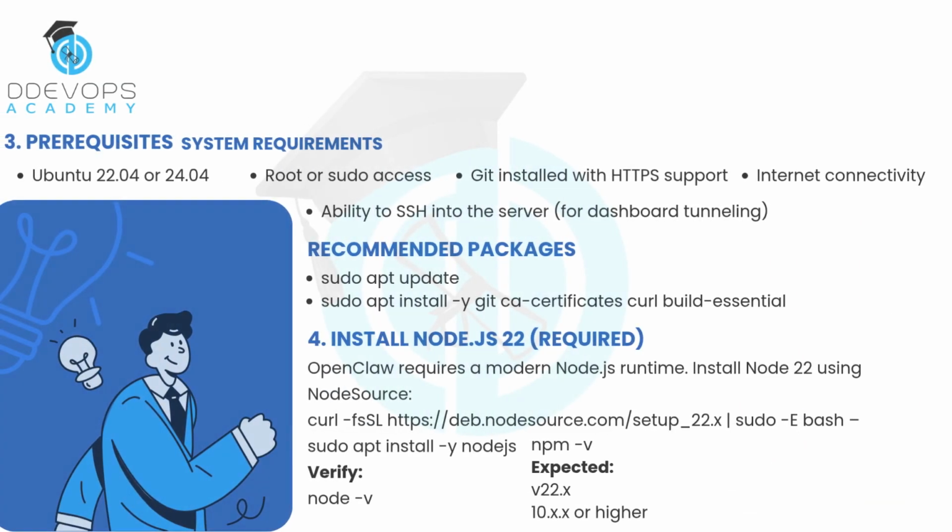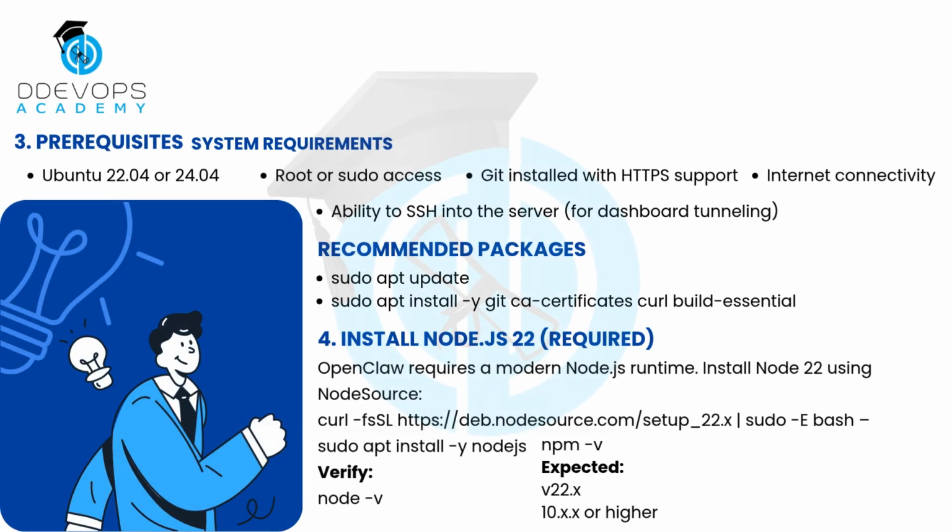Before we begin installing OpenClaw, let's make sure your system meets the prerequisites. You'll need Ubuntu 22.04 or 24.04, root or sudo access, Git with HTTPS support, and internet connectivity. It's also important to have SSH access for dashboard tunneling. Once that's ready, install the recommended packages with apt update, git, curl, and build-essential. Next, we'll install Node.js 22 using NodeSource. After installation, verify with node -v and npm -v to confirm you're running the correct versions. With this setup complete, you're ready to move forward.